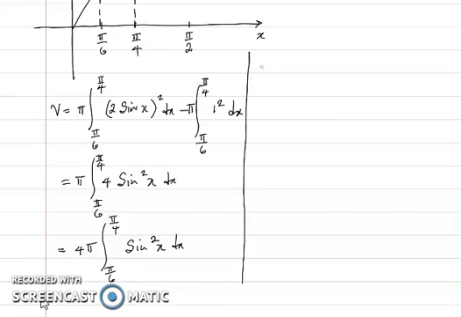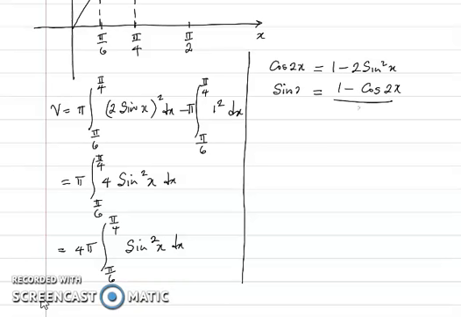So this would be equal to 4 pi. Now we have to remember that cos 2x is equal to 1 minus 2 sine squared x, and that sine squared x would therefore be equal to 1 minus the cosine of 2x, divided by 2, and so our integral will be equal to 4 pi, the integral of 1 minus cos 2x all over 2 from pi by 6 to pi by 4, and we are integrating with respect to x.